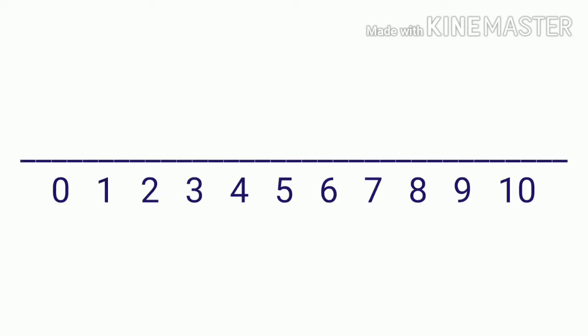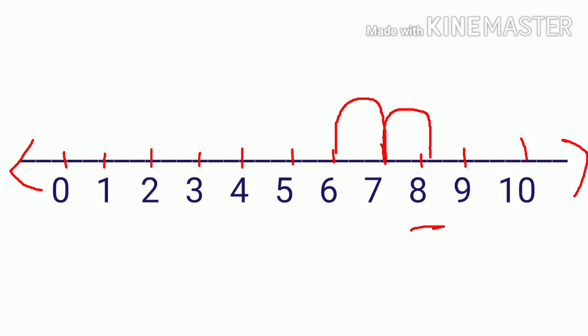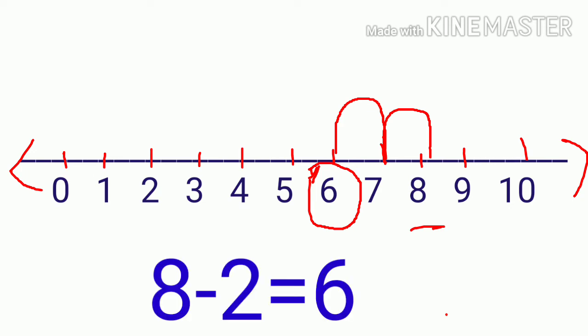So children, let us solve this problem. Here you can see a number line. Our question is 8 minus 2. So we will start from the number 8 and we have to draw two gems because we have to subtract 2 from 8. So we draw the gems in the backward direction. Then we reach 6. So we can say that 6 will be the answer. That is 8 minus 2 is equal to 6.